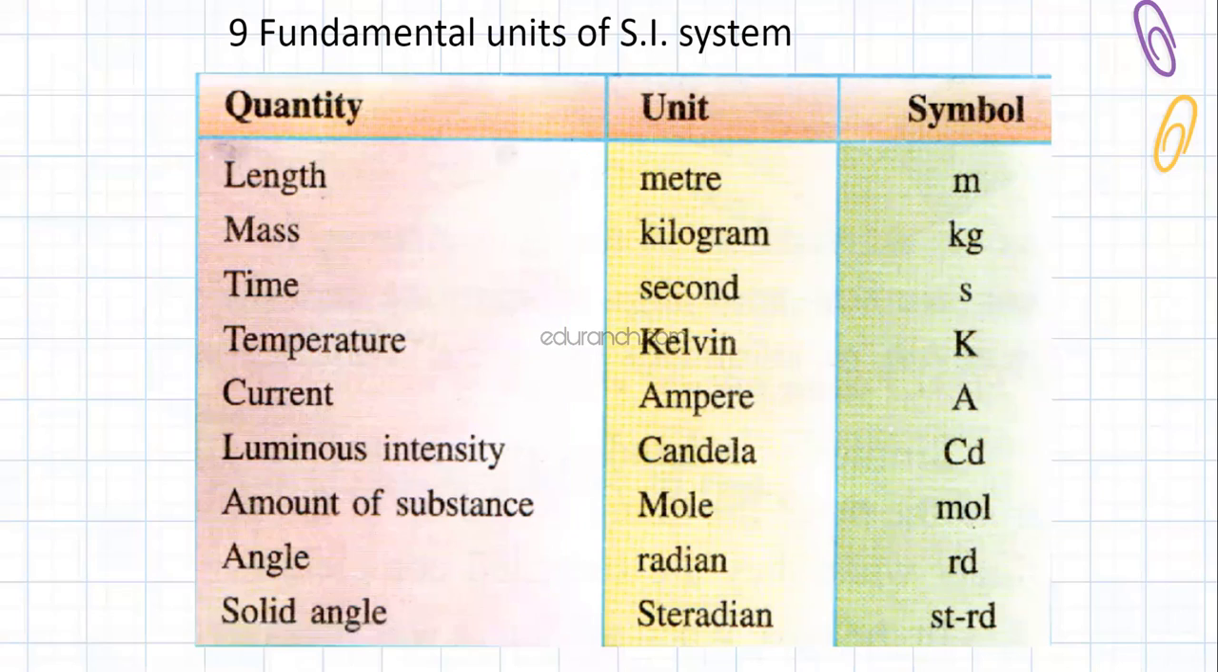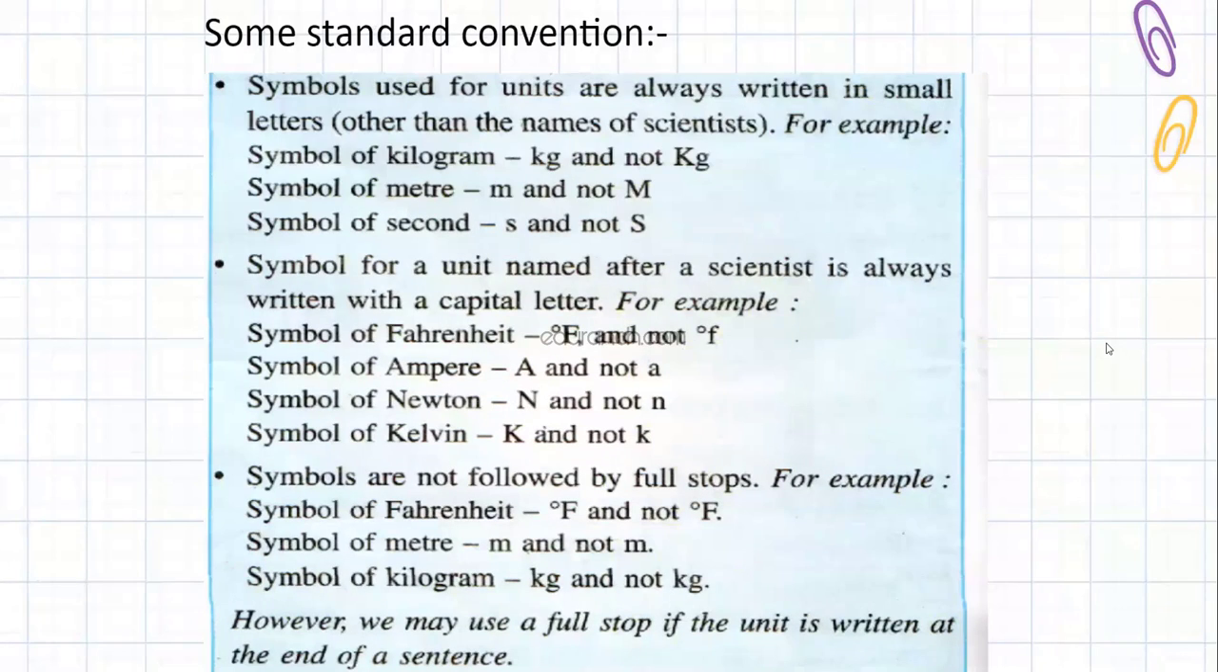Now let's learn about the symbols a little more, okay? There is some convention for writing these symbols. Symbols we use for the units are generally written in small letters. We never write capital K and G. We always write small kg for kilogram. In the same way, we write small m, not capital M, for meter. In the same way, we write small s, not capital S, for second.